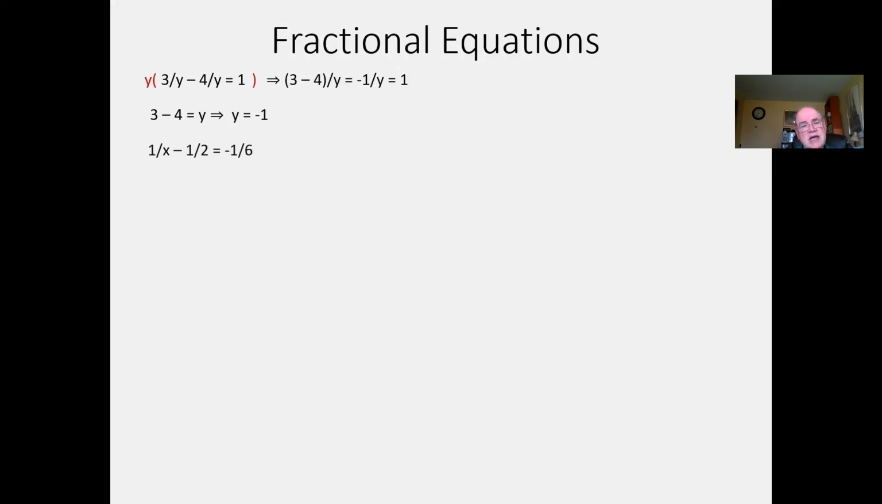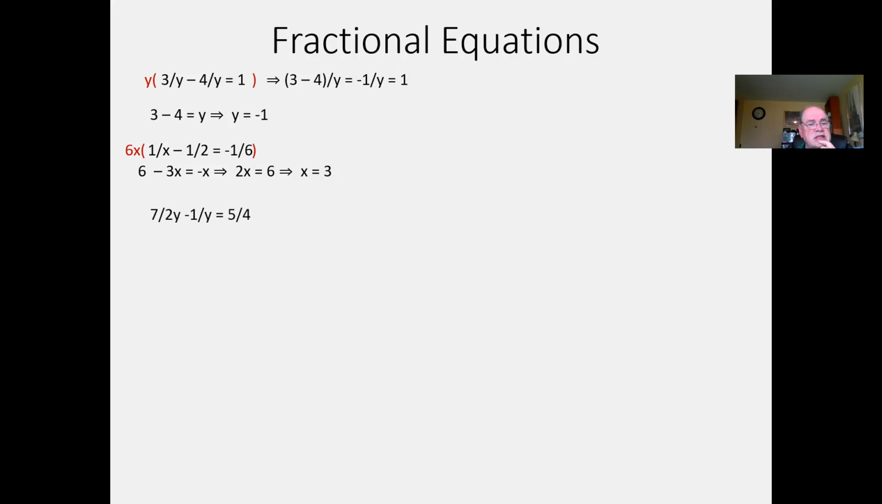Okay, common denominator here looks like 6x to me. I've got x, 2, and 6. Looks like a 6x is the common denominator here. Multiplying through carefully, 6 minus 3x equals a minus x. Yeah, because 6x times minus 1/6, the 6's cancel, and I'm just left with a minus x. Okay? A simple equation to solve.